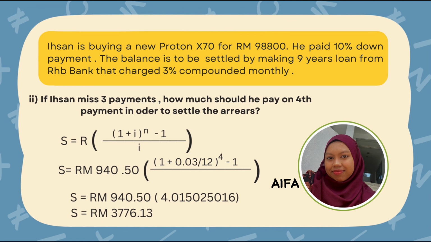The second question. If Ihsan missed 3 payments, how much should he pay on 4th payments in order to settle the arrears? The formula we need to use is S equals to R brackets 1 plus I power of n minus 1 over I. Based on the information given, S is equals to 940 ringgit 50 cents brackets 1 plus 0.03 over 12 power of 4 minus 1 over 0.03 over 12. So our final answer is S is equals to 3,776 ringgit 13 cents.